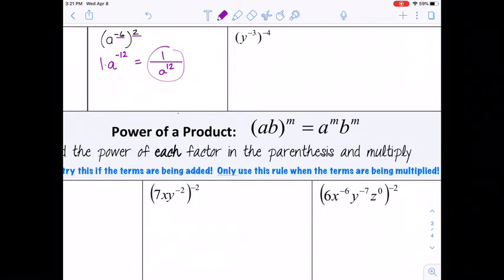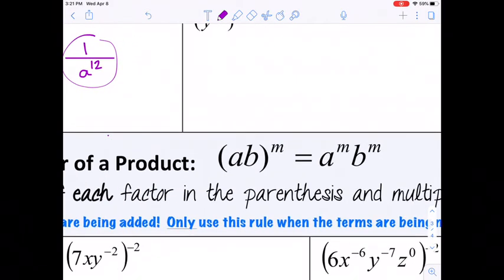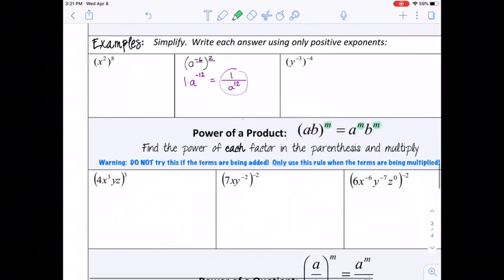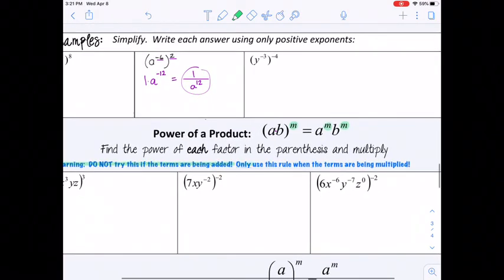The last two rules, power of a product and power of a quotient, are kind of like distribution. If I have a times b, notice we're multiplying in there, to the m power, I can put that exponent on the a and on the b. Both of those are being raised to the m power. Thing to be careful about with this is do not try this if the terms inside the parentheses are being added. You only use this rule when the terms are being multiplied.